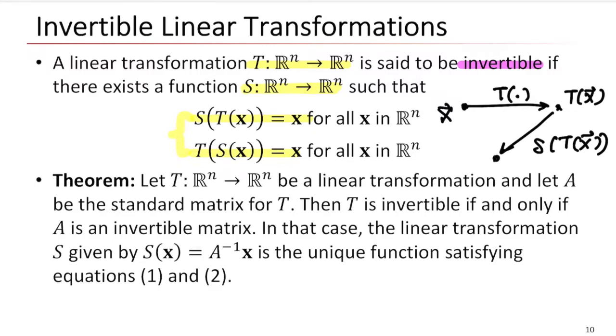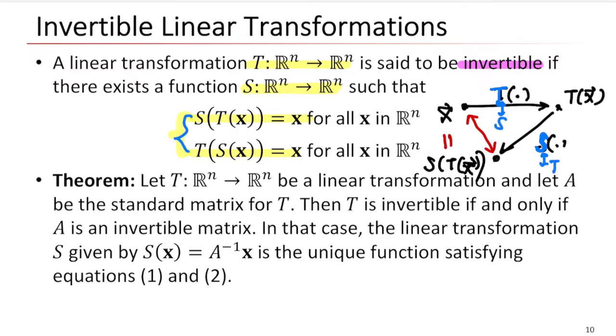Let's notate it like that. If these two points are equal to each other, then this transformation S is the inverse transformation of the transformation T. In other words, this transformation T is invertible and has the inverse transformation S. Otherwise, we can exchange T and S, and S and T.